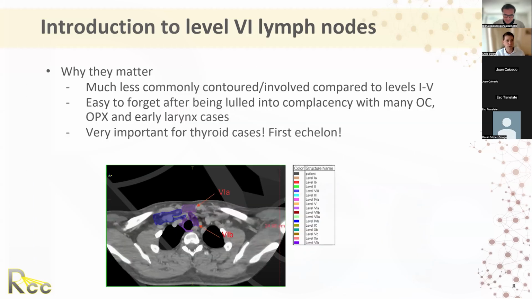So why do these nodes matter? They are much less commonly contoured because they're much less commonly involved or at risk compared to levels 1 through 5, and it can be easy to get lulled into complacency. In my practice, I see a lot of oral cavity and oropharynx and early larynx cases, and typically those cases don't require level 6 contours. But for several other subsites, which we'll talk about, and very notably thyroid cases, it's critical to correctly identify and contour and include these lymph node levels.